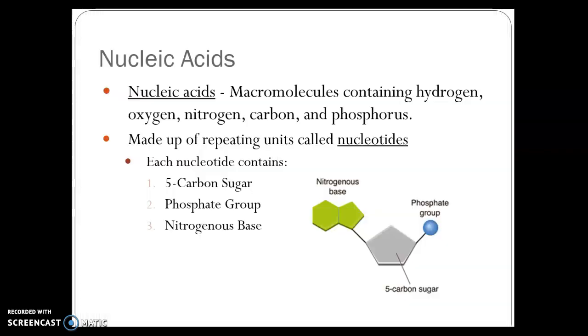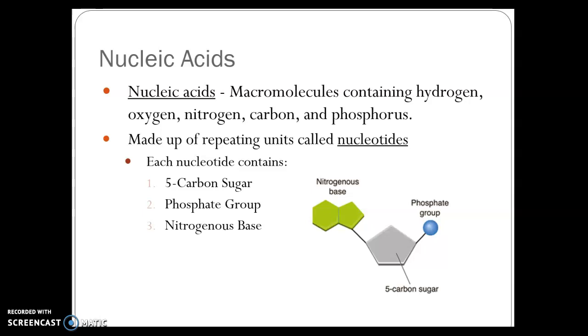So first thing we're going to talk about is what nucleic acids are. Like I said, they're macromolecules. They have hydrogens, oxygens, and carbons, just like proteins, fats, and carbohydrates have. They also have nitrogens, just like proteins do, but the one difference is that they have phosphorus in them. So if you see a phosphate group in a molecule like this, then it's a good indication that that's a nucleic acid.